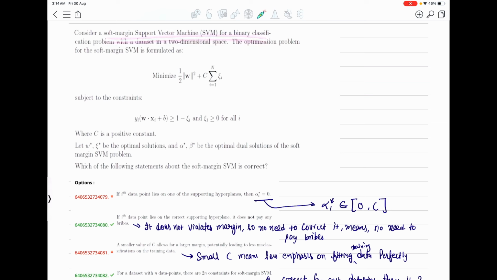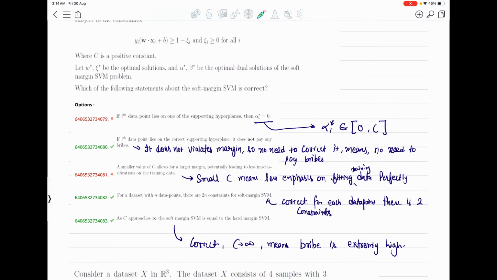Now, the next question is: consider a soft margin SVM algorithm for a binary classification problem with a dataset in two-dimensional space. The optimization problem for soft margin SVM is formulated as this, subject to this constraint, which we have discussed so many times, where C is a positive constant. Let W star, epsilon star be the optimal solution and alpha star and beta star be the optimal dual solution for the soft margin. Which of the following statements is true about the soft margin SVM?